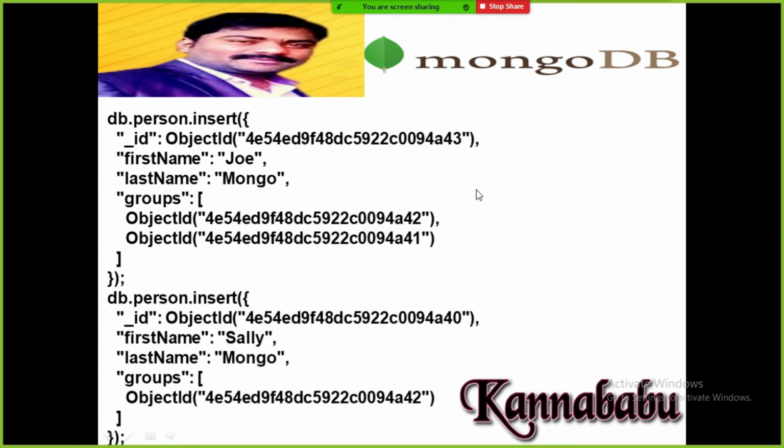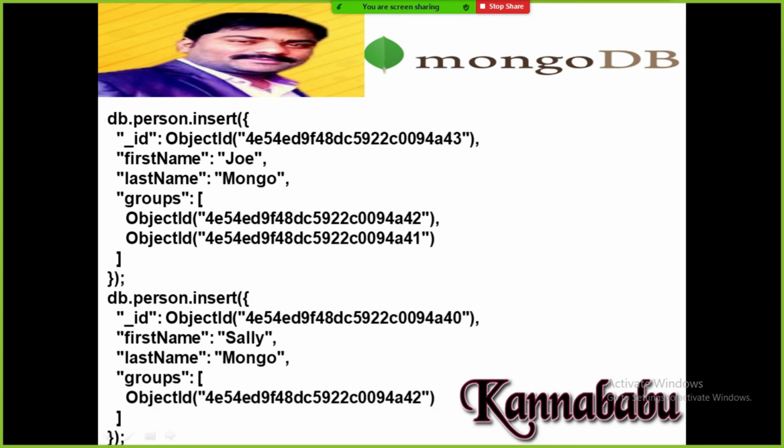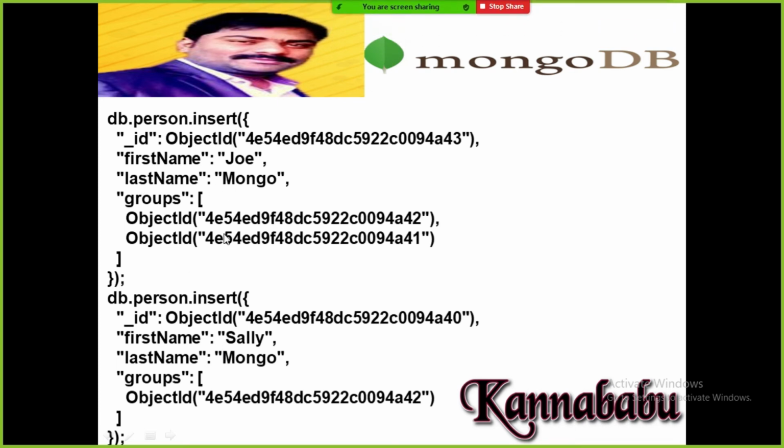Now how will it look in MongoDB? Let us see here. Let us assume I want to maintain some person details, first name, last name. These are person documents. This is the first person document, this is the second person document. In the first person, I inserted some records: first name, last name, and this person belongs to two groups. One is group 42, the other one is group 41. Joe belongs to two groups. These are the group IDs, because we can assign many groups to one person, right?